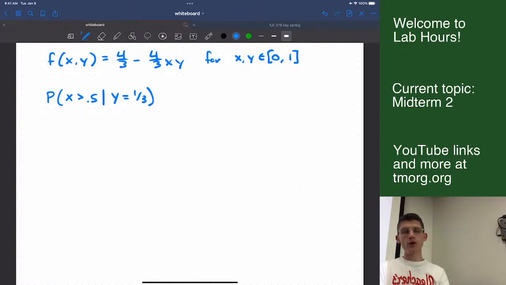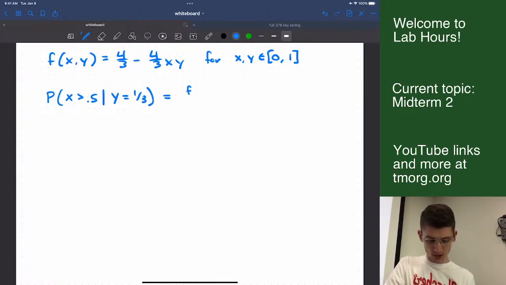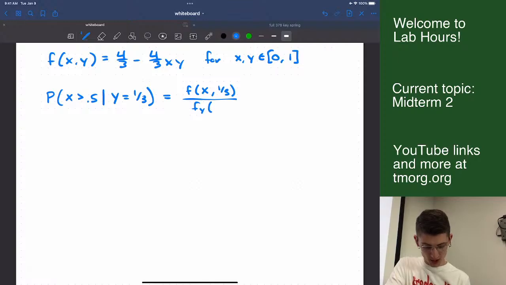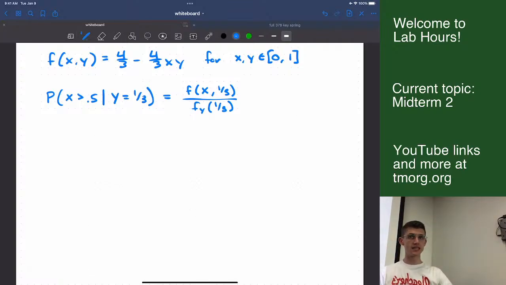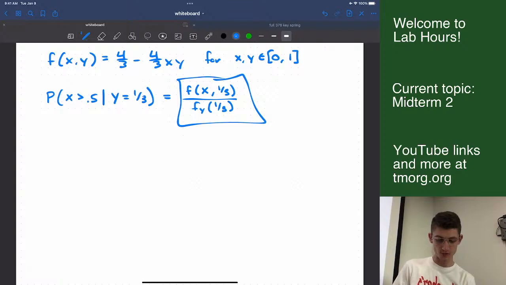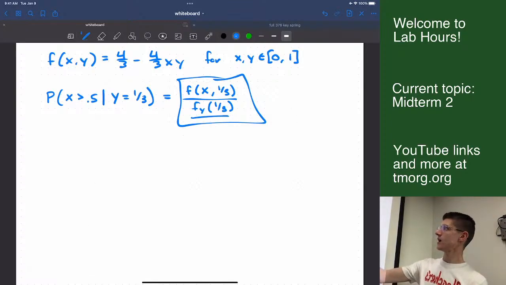What are we going to do? What do I do with this? Well, fun fact, I know that this is going to be equal to the joint function of x and 1/3 over the marginal distribution of y, evaluated at 1/3. Now, why am I not dealing with the greater than 0.5 thing as I'm first writing this out? The reason is, as soon as I get it into this functional form, I'm going to have a function of just x, right? Because on the denominator, I'm only going to have a number, because to get fy of y, I'm going to have to integrate x out, so x will be gone.